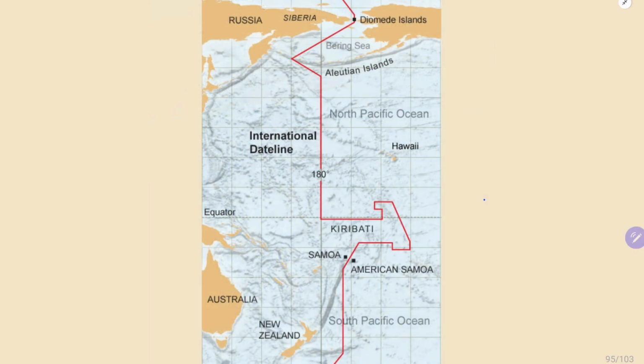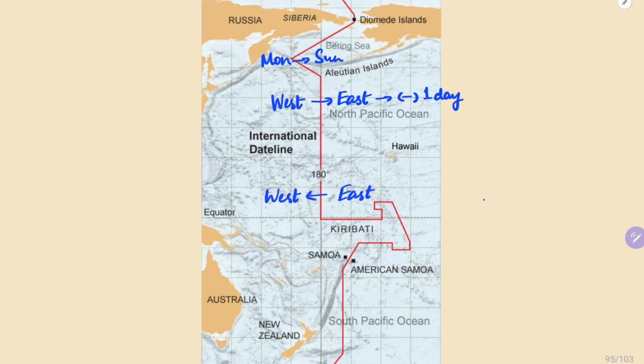If a traveler crosses the international dateline from west to east, they go back one calendar day, for example, from Monday to Sunday. However, if a traveler crosses the international dateline from east to west, the calendar date moves forward by one day, for example, from Sunday to Monday. Simply put, when crossing the international dateline eastward, you subtract one calendar day, while when crossing the international dateline westward, you add one calendar day.